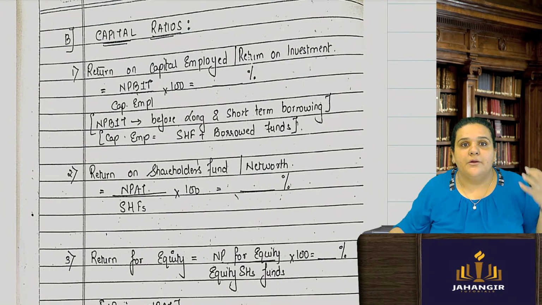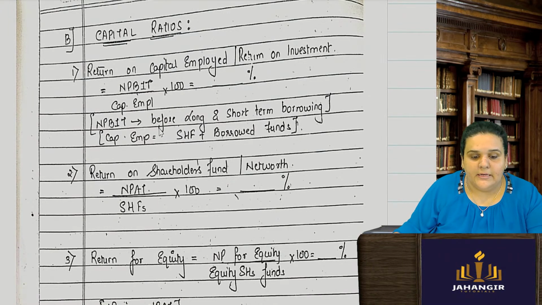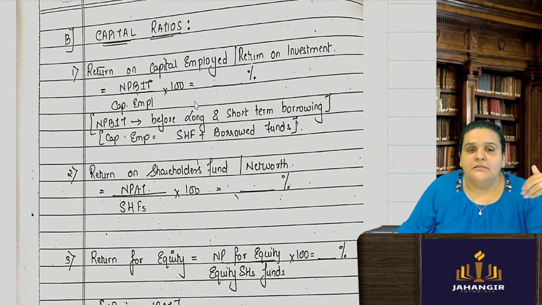So if I talk about return on capital employed, or if I talk about return on investments. Okay, return on capital employed or return on investments, generally we do net profit before interest and tax upon capital employed into 100. Sometimes we also take net profit after tax. Okay, depending on what is asked in the question. But return on capital employed, generally net profit, NPBIT.